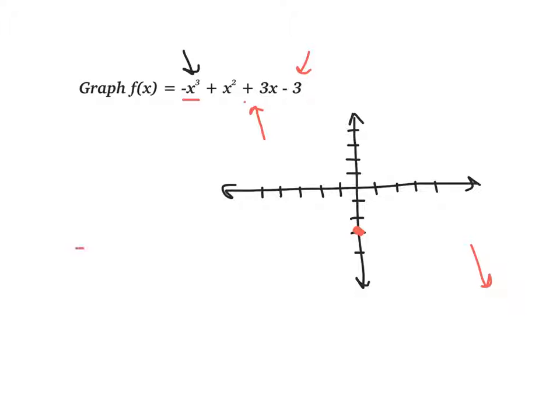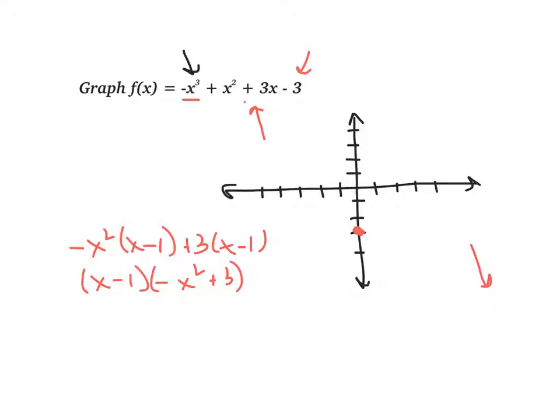So I'm going to take a negative x squared out of the first 2 terms. That would leave me an x minus 1. I'm going to take a 3 out of the second 2 terms, which would also leave me an x minus 1. So if I take out the x minus 1, it leaves me a negative x squared plus 3, which means one of my x-intercepts is 1, because it makes it 0, so there's one of them.